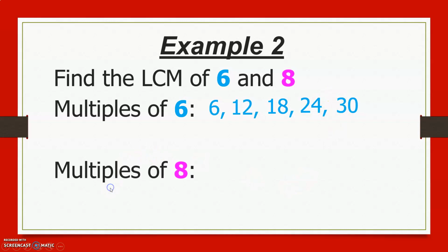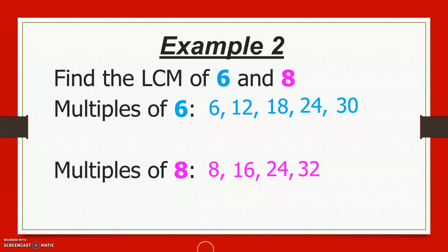Now let's look at the multiples of 8. Well, I have 8, because 8 times 1 is 8. 16, because 8 times 2 is 16. 24, because 8 times 3 is 24. 32, because 8 times 4 is 32. And I'm going to stop because I notice that they already have something in common.